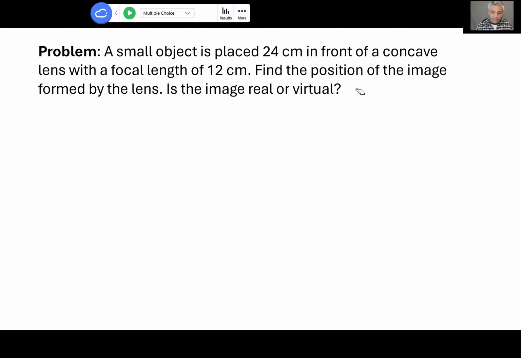So here is this question. It says a small object is placed 24 centimeters in front of a concave lens. Is it a real object or a virtual object? This is a real object. See, this says the object is placed there. If you can touch that object, you can place that object, that means it is a real object. So the object distance is positive 24 centimeters. And it says concave lens with focal length 12 centimeters.